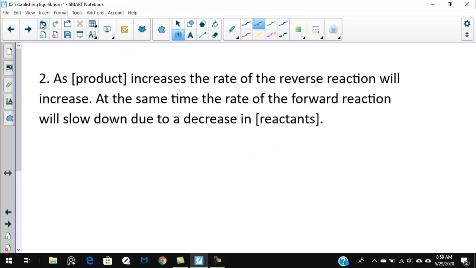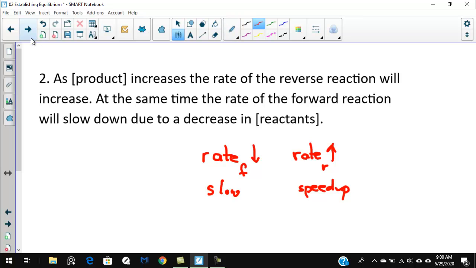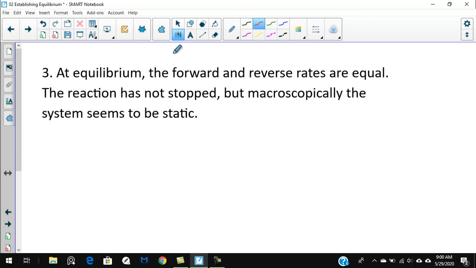As time goes on, the products increase and the rate of the reverse reaction will increase. So as time goes on, we start to use up some of the reactants. That brings this rate down. We start to make some more products. So that brings this rate up. So this one will slow and this one will speed up. Okay. And then eventually we get to a point which we call equilibrium, where those two rates have come to be equal to each other.